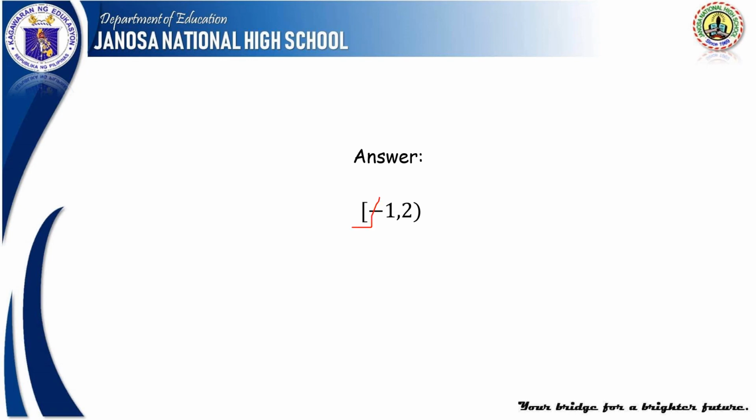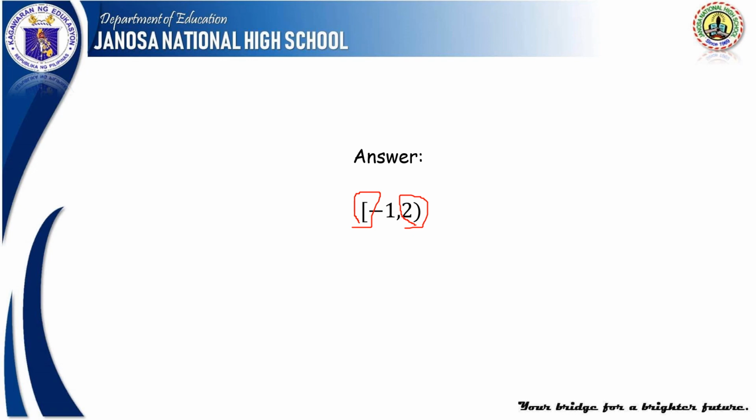This bracket is used for a closed interval where the endpoints are included. This parenthesis is used for an open interval, where the endpoint is not included in the solution. Meaning, our solution set is from negative 1 up to less than 2.